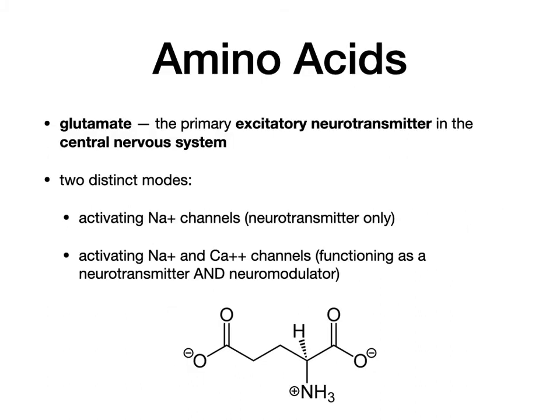There are also amino acids. Glutamate is a big one. This is the primary excitatory neurotransmitter in the central nervous system, so not the muscles, but up in the brain. It has two distinct modes. It can activate sodium channels, acting as a neurotransmitter only, or it can activate sodium and calcium channels, functioning at the same time as a neurotransmitter and a neuromodulator, because it's adding complexity by altering the way those calcium channels behave. So wild, right? This is the Wild West of understanding how chemicals are coded to do all kinds of different things in your brain.